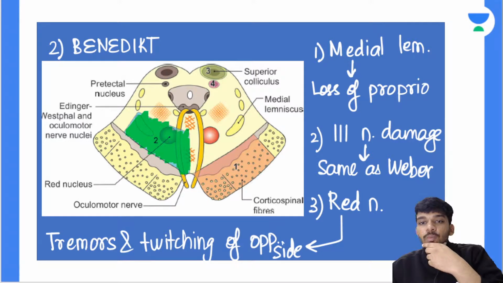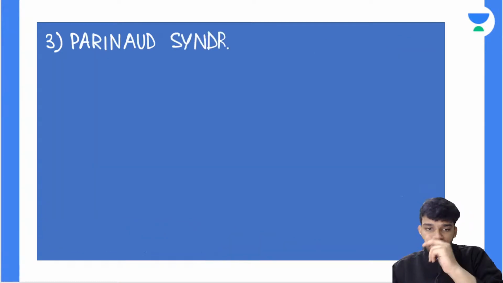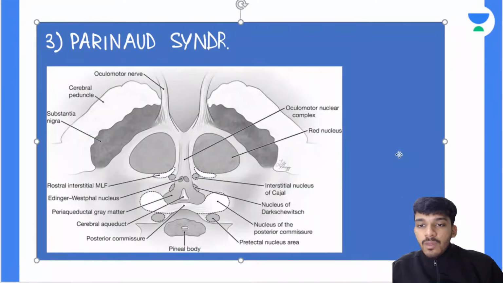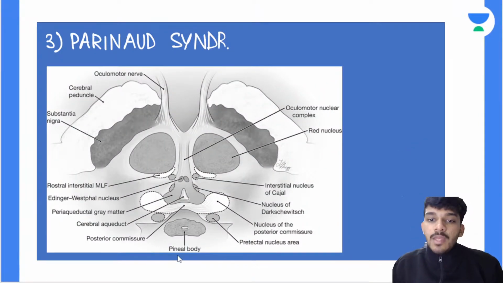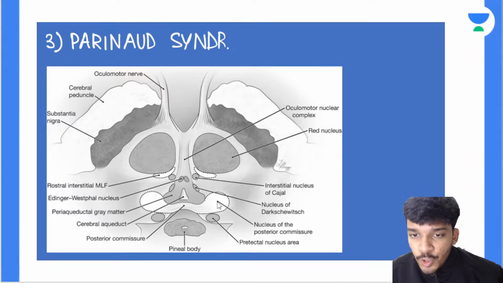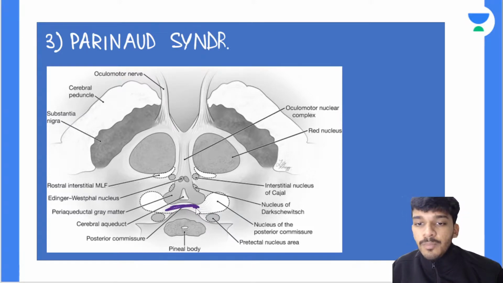Last is Parinaud syndrome. Okay. Now, Parinaud syndrome, it is again important. For that, I will have to explain some anatomy that I haven't told you about. So, in the superior colliculus, if these are the superior colliculi here behind, there is the posterior commissure. This is the posterior commissure. It connects both superior colliculi. This is the posterior commissure.